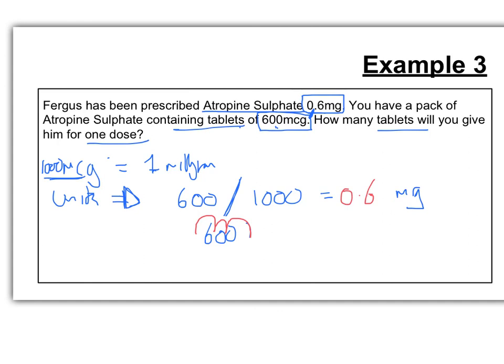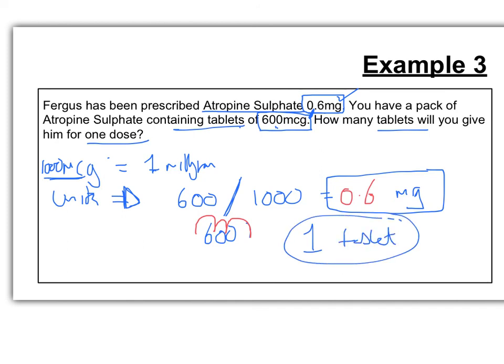So the question has now become really simple, because each tablet already contains 0.6 milligrams, which is the amount Fergus needs. So in one dose, I just have to give him one tablet.